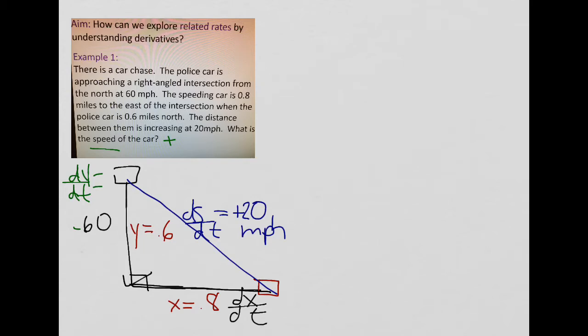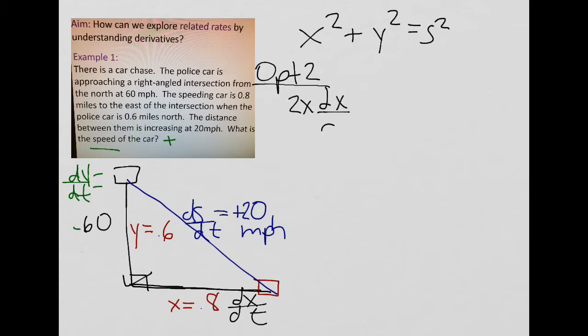So what we're going to do for this problem, instead of like SOHCAHTOA, we're going to use the Pythagorean theorem. So we have x squared plus y squared is equal to s squared. Okay, and we're going to use this actually twice. You'll see why. All right, I'm going to do option 2 here for this problem, where I'm going to take the derivative on both sides of the equation with respect to t. Because as you see in our diagram, we have a dx over dt to find. We're given information about the dy over dt.